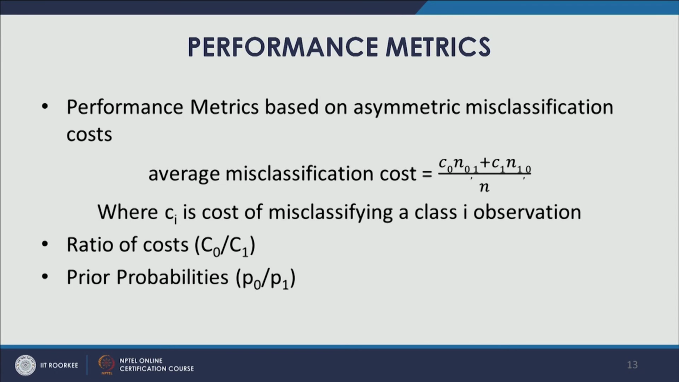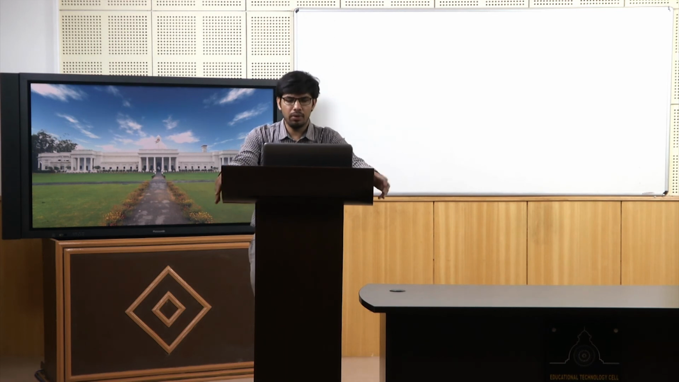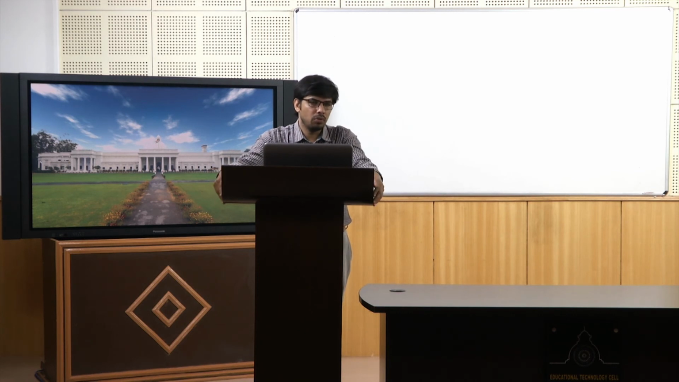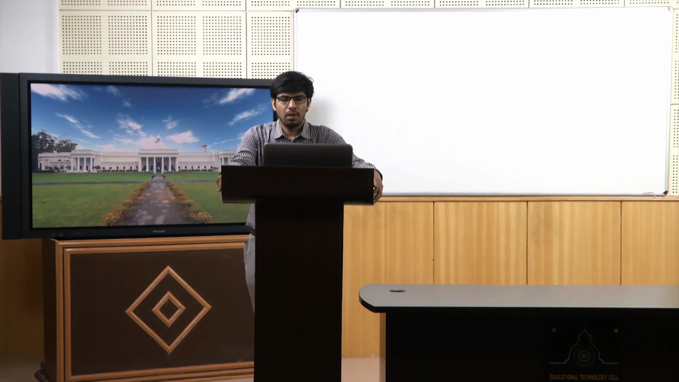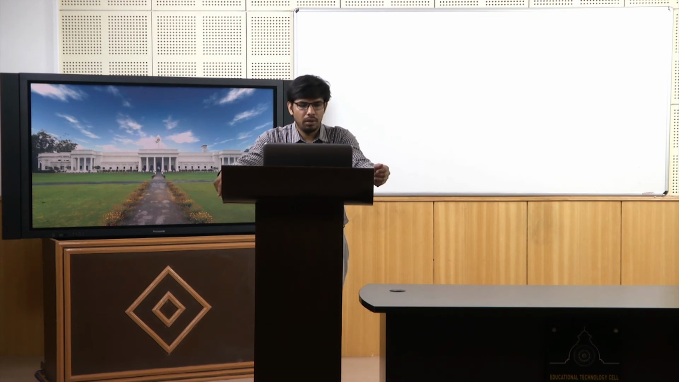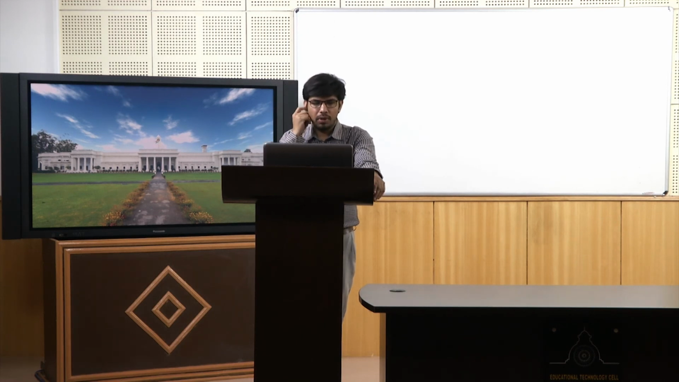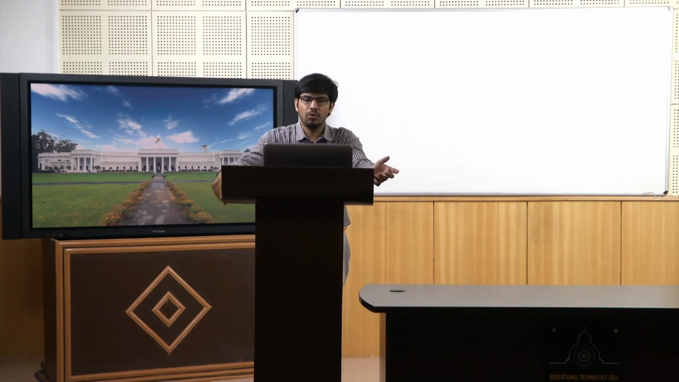But if we look at this particular formula and take C1 outside, we will have a ratio C0 divided by C1. The other term would be a constant value. Therefore, we don't need to find out the actual costs of misclassification C0 and C1. If there are more than 2 classes, this could be a costly process. So we don't need to do that if we are able to understand the ratio of these costs.